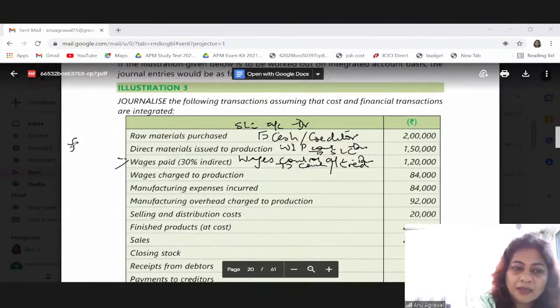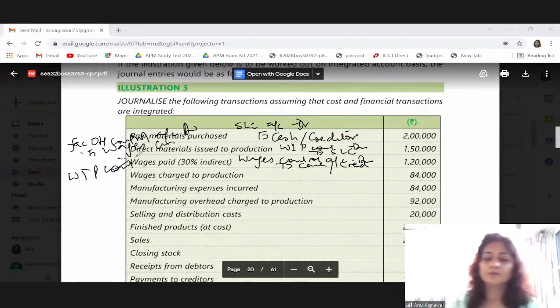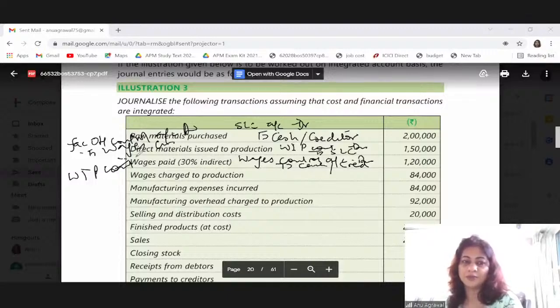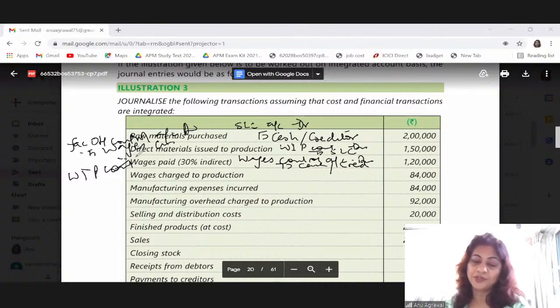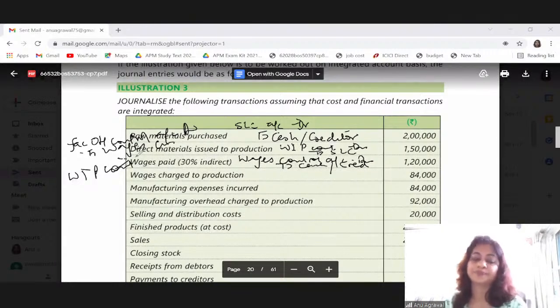Indirect entry will go in factory overhead control account, debit, to wages control account. And the direct wages will go into WIP control account to your wages control. Manufacturing expenses incurred, entry would be manufacturing overhead control account, debit to cash or to credit. Then how much is being charged to production, WIP control account, debit to your manufacturing overhead account.